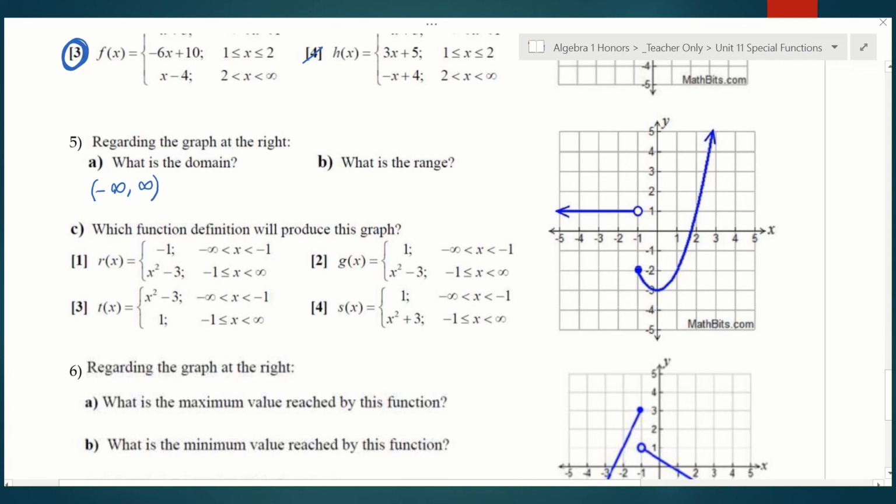The range, the lowest to the highest. So the lowest my graph goes is -3, and it's including that because there's a point there. And the highest that graph goes is infinity.